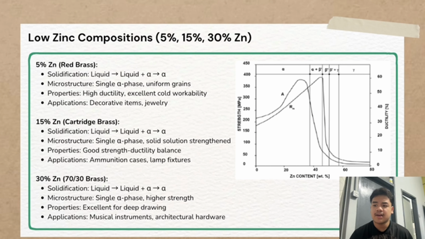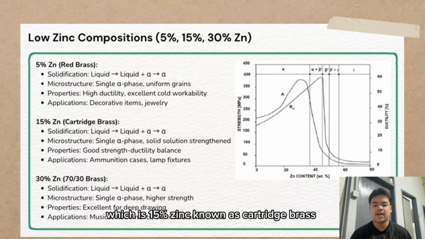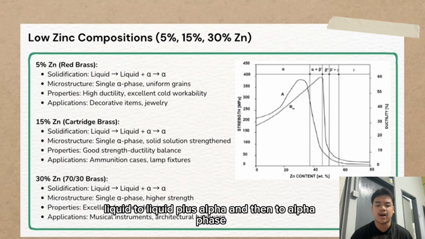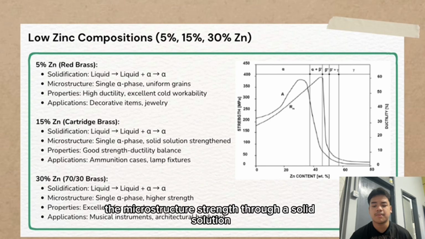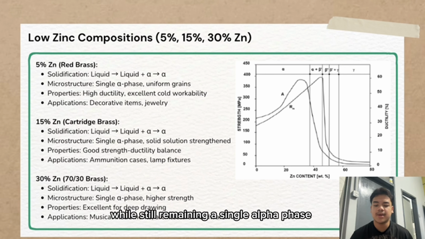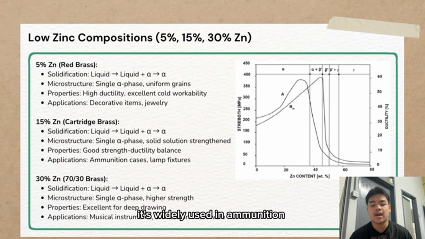For the second part, which is 15% zinc, known as cartridge brass, the solidification process is very similar, liquid to liquid plus alpha and then to alpha phase, but here the microstructure is strengthened through solid solution strengthening, while still remaining a single alpha phase. This results in a good balance between strength and ductility. Because of this balance of properties, it's widely used in ammunition cases and lamp fixtures which require forming but also strength.